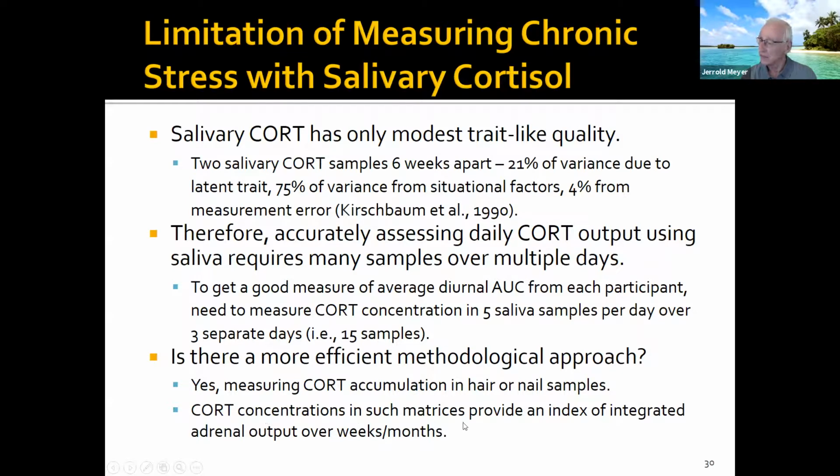Anyway, the idea is that hair and nails grow over periods of weeks to months, and cortisol accumulation in those tissues or materials, whatever you want to call them, is like every day's AUC, collected over many, many days, over weeks, even months. That's how we think about this measure. So you can see, if this is right, if it's doing what we think it's doing, the power of this approach.